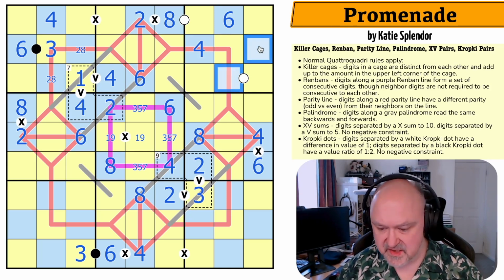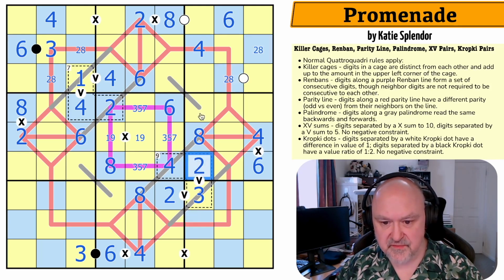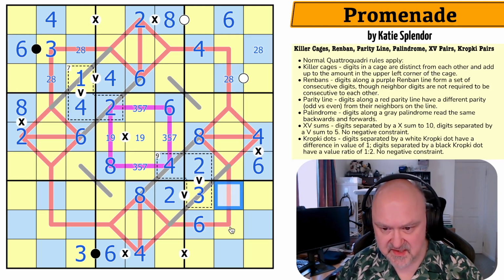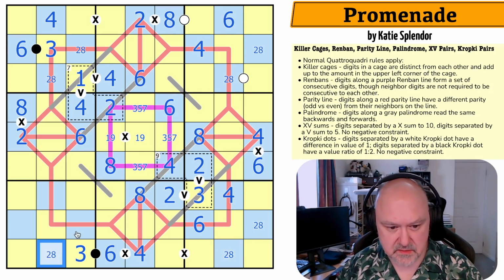So these are 2 and 8. So this sees 2, 4, and 8. So that's the 6. These are 2, 4, and 8. So 4 is in one of those two. So this is 2, 8. Oh, the 4. That's not the 4. That's the 4. This is 2, 8.